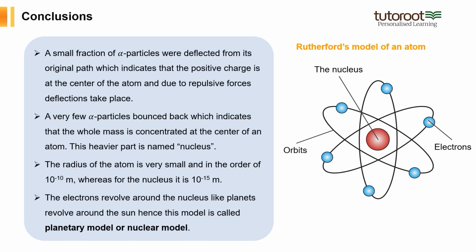The electrons revolve around the nucleus like planets revolve around the sun. So this model is called the planetary model or nuclear model.